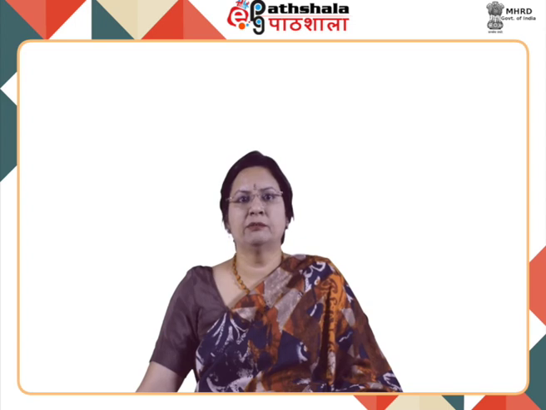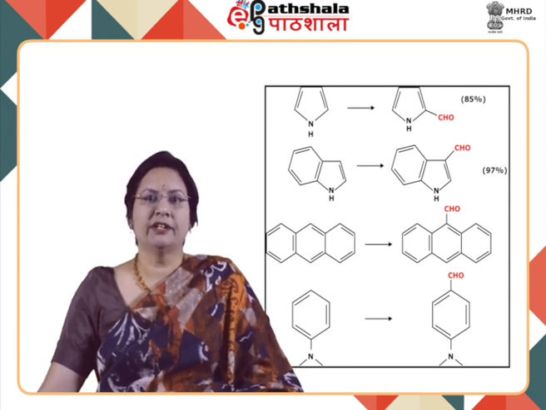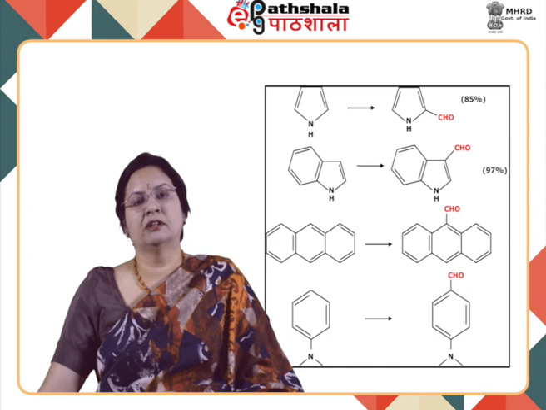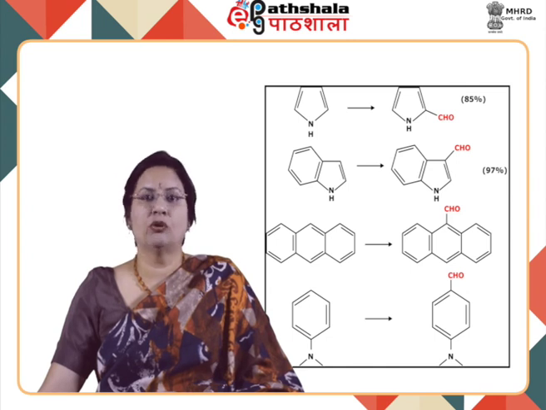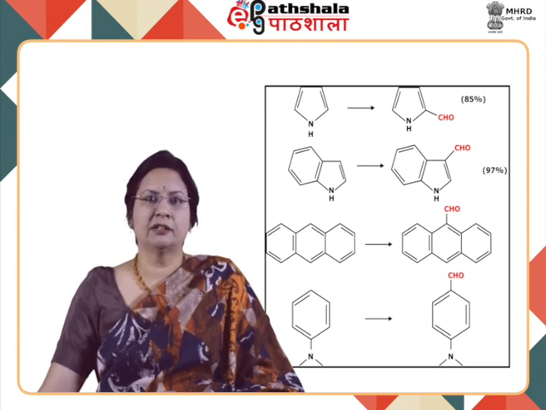Vilsmeier-Haack reaction is applicable only to electron rich aromatic compounds such as amines and phenols. That is, the benzene has to be sufficiently activated with an electron donating group like NH2 or OH. Benzene and naphthalene are unreactive, but anthracene gives 9-aldehyde in almost 85% yield. N,N-dimethyl aniline gives 4-dimethylaminobenzaldehyde in almost 80% yield. The method is particularly effective for compounds such as pyrroles which are not formylated by other procedures.